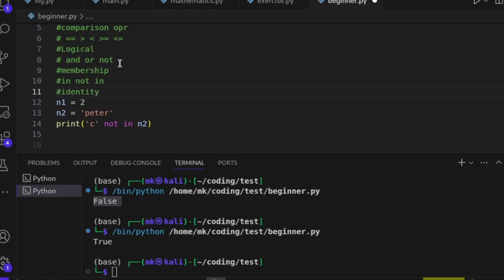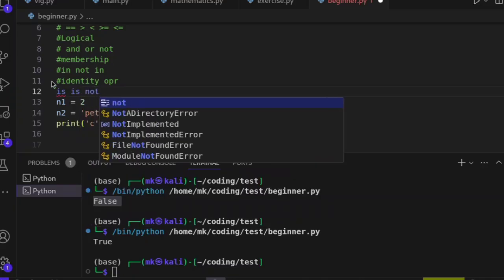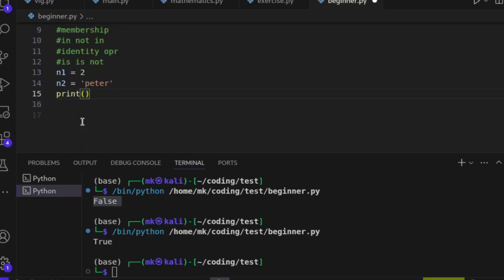Then we have the last but not least, which is the identity operator, which has only two operators, is and is not. The identity operator is used to check for identity. For example, now I have N2 is 2. Then I'm going to check is N1 N2, like N1 is N2. So I'm checking what I have inside N1. Is it the same object, like checking whether they are twins?